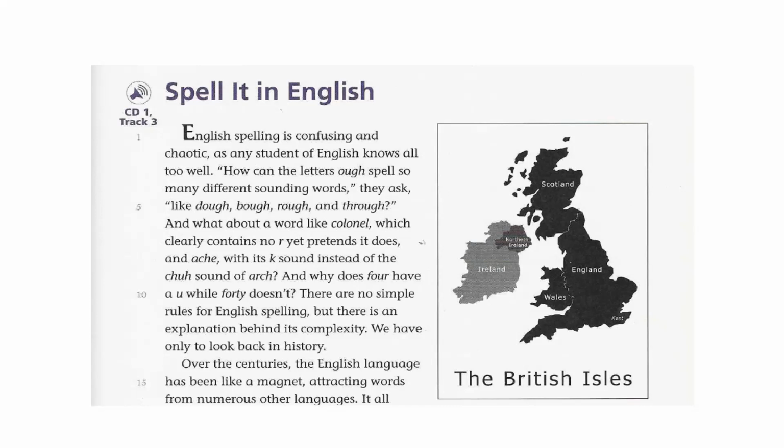There are no simple rules for English spelling, see? But there is an explanation behind its complexity. We have only to look back in history. So like I said, here's going to start our English lesson. Over the centuries, the English language has been like a magnet attracting words from numerous other languages. So let me say this too. If you understand that, English attracts words from numerous other languages. So I'll give you some examples.